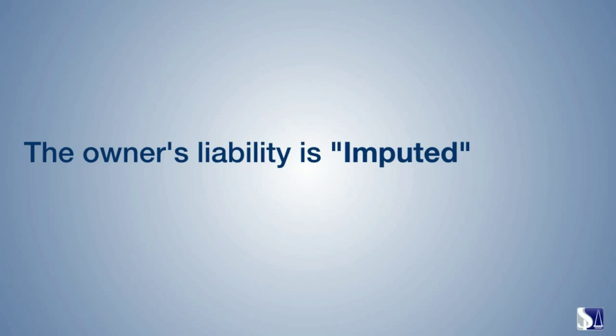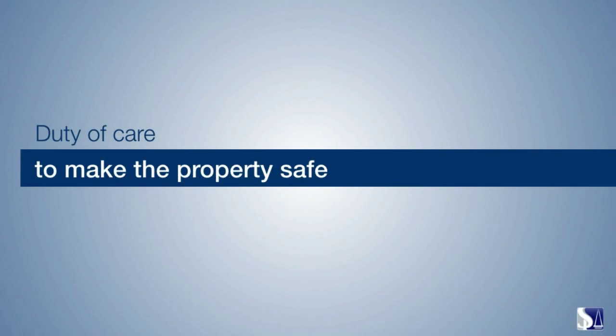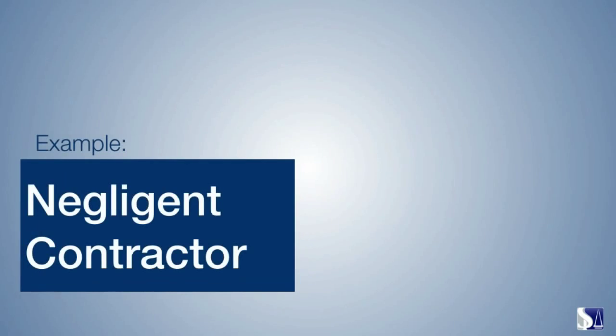Let's dig a bit deeper and discuss duty of care and foreseeable danger. In the broken pipe example, both the management company and the property manager had a duty of care to make the sidewalk safe for the public, especially their tenants. Sue's fall was clearly a foreseeable event, because icy sidewalks are inherently dangerous. A reasonable person should know that allowing a walkway to remain icy will sooner or later result in someone slipping, falling, and being injured.